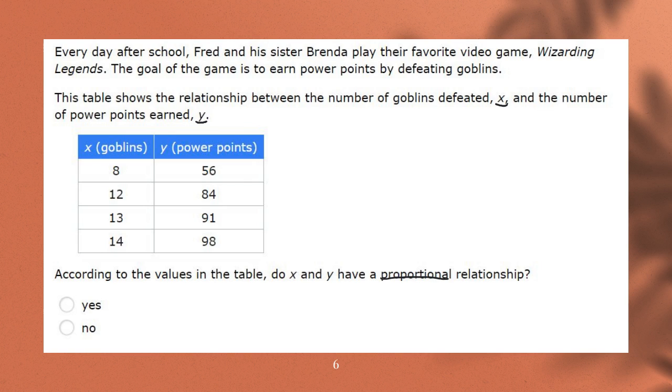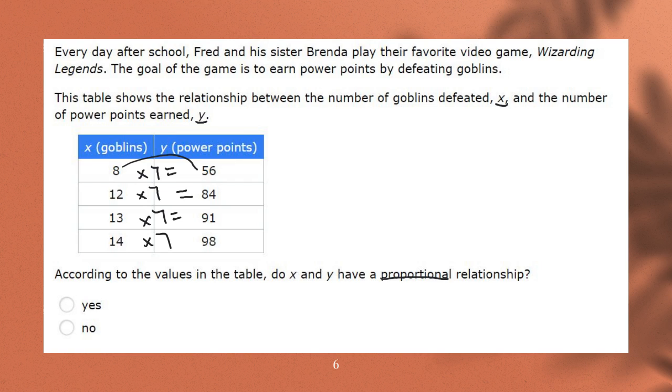In order to see if they have a proportional relationship, we need to see if they have a constant of proportionality. So 8 times what gives me 56? 8 times 7 equals 56, right? Does 12 times 7 equal 84? Yes. What about 13? Does 13 times 7 equal 91? Yes. What about 14? Does 14 times 7 equal 98?